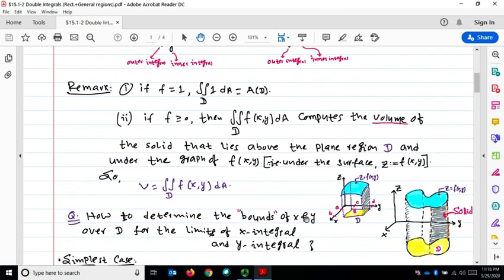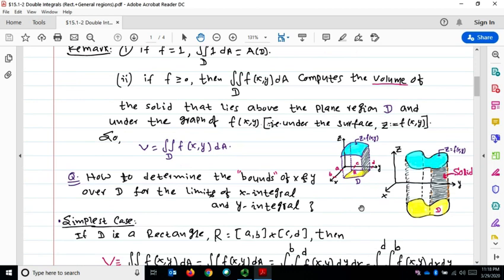In the diagram here, the domain is down here, and then the surface or the graph of f(x,y) is up here. So the solid is between these two surfaces, whose volume is computed by the double integral. If the domain is a nice rectangular region, then the first diagram applies; if D is any arbitrary shaped domain, then the second diagram applies.